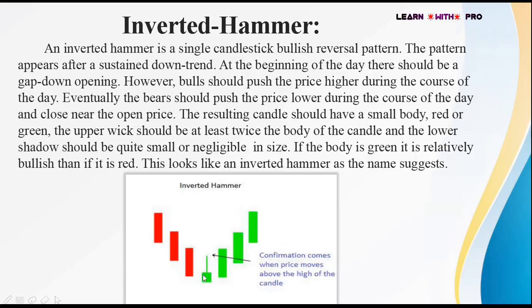They close near the opening price. This should be the opening price. Close here. You should have a small body. The upper wick should be at least twice the body of the candle, and the lower shadow should be quite small, or negligible in size. If the body is green, it's relatively bullish. Then if it is red, if you look at the inverted hammer, as the name suggests, that's it.